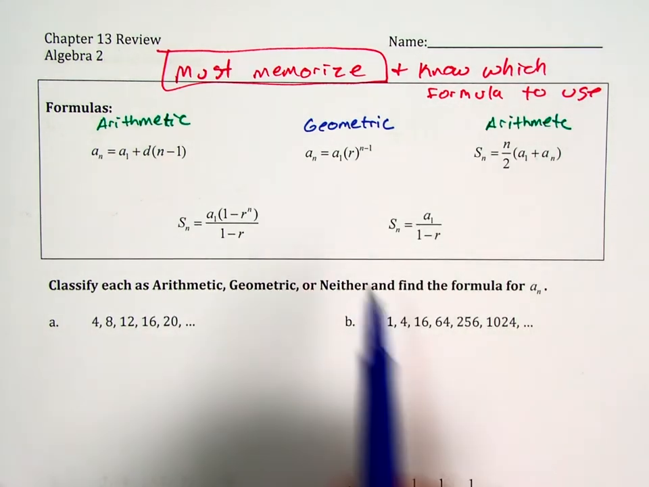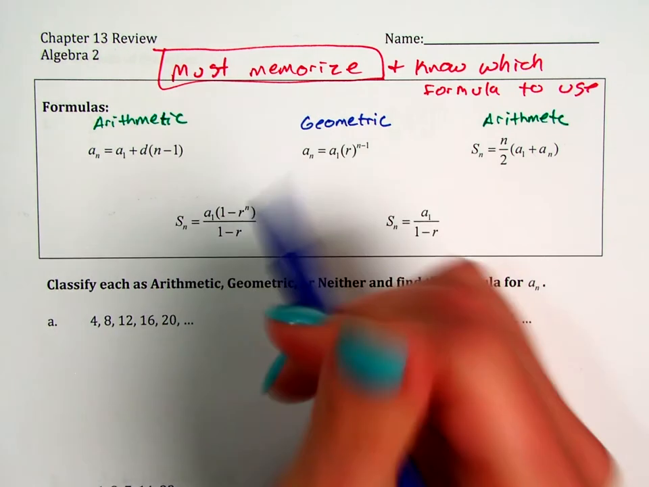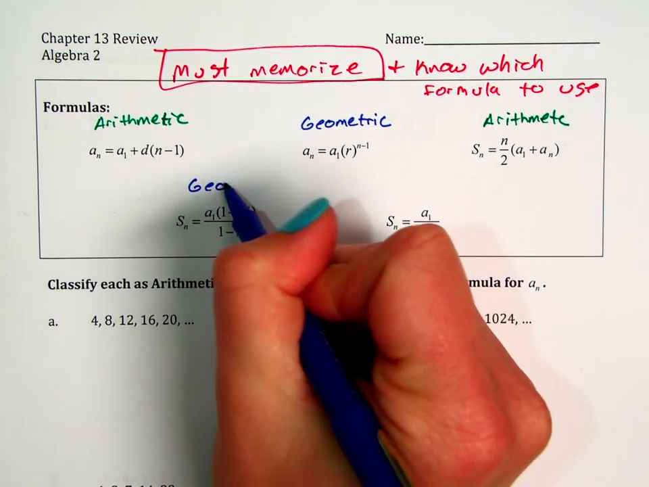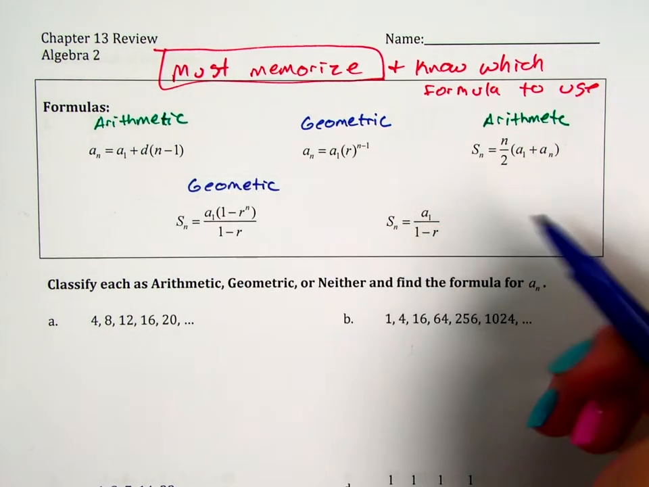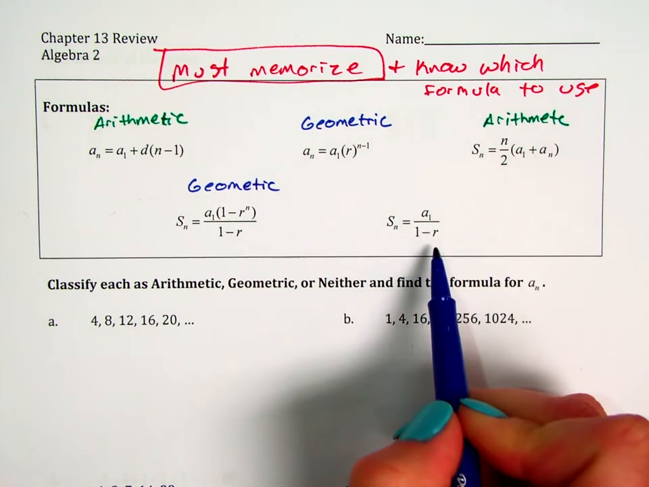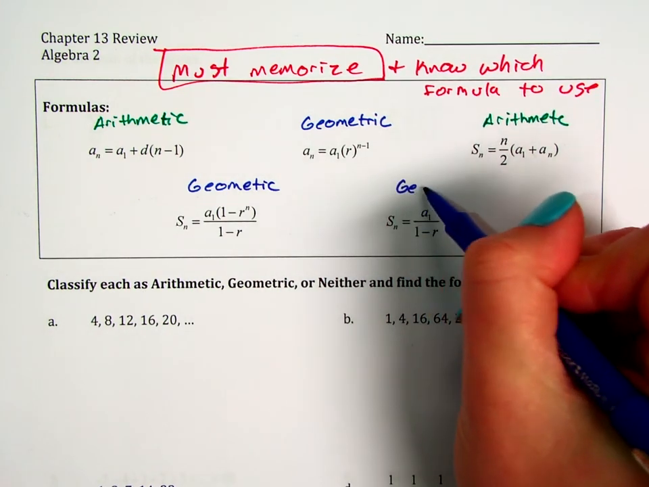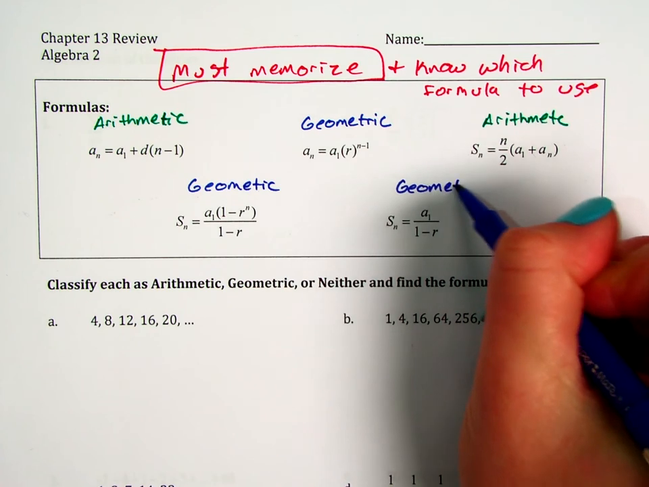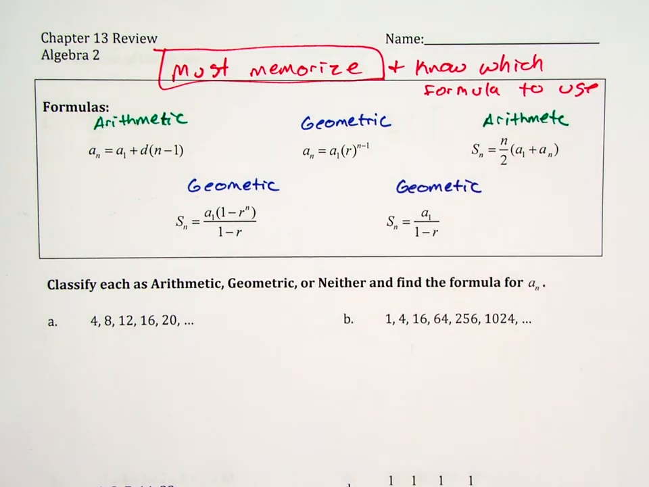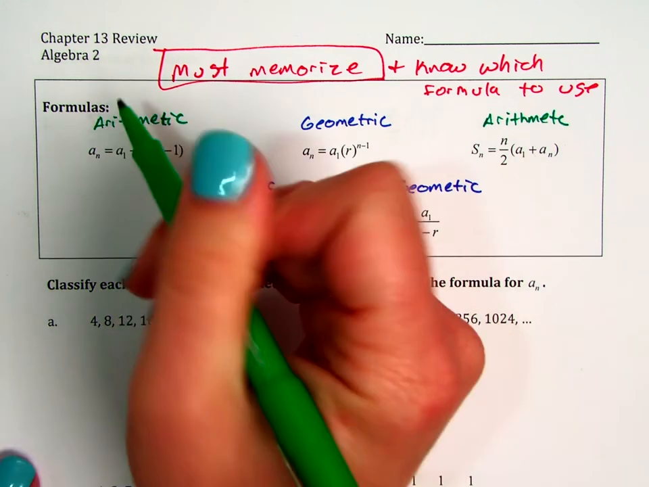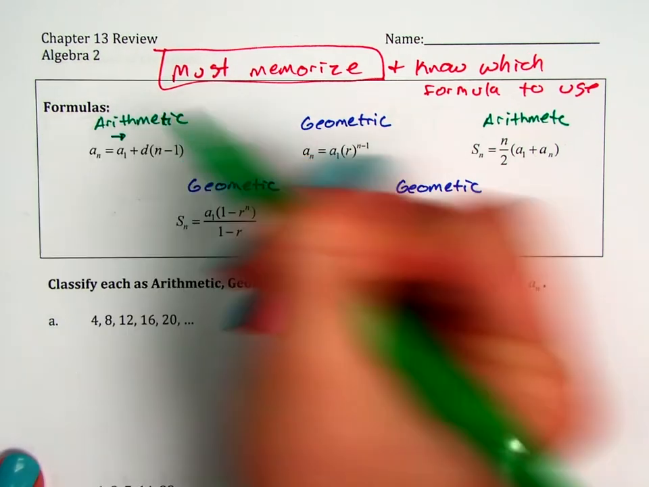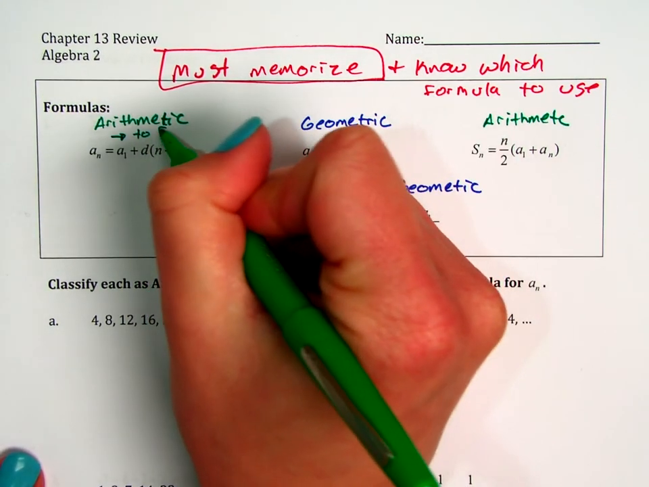Then when I look at this one, again, exponents are involved and the common ratio, so that tells me that this one is geometric. Now this one doesn't have any exponents, but again, there's that R there, which stands for common ratio, which means we're multiplying to get to the next thing, right? So this one would also be geometric. Now the question is, which one do I use when? Well, this is arithmetic, and this one is to find a single term.